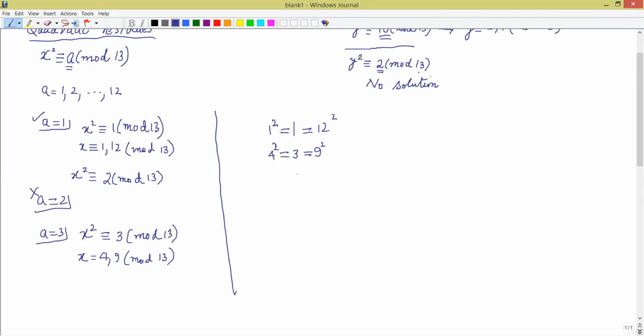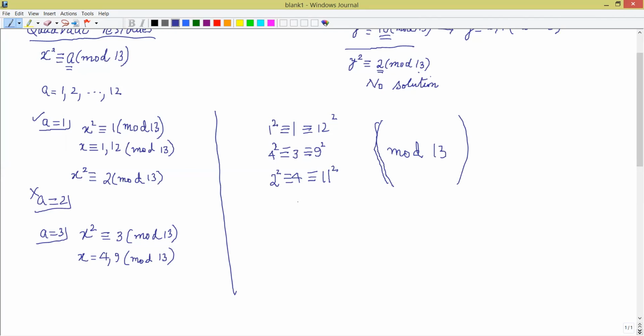Okay. 4 is also a quadratic residue because 2 square is 4. It's better to use the congruent sign, and all of them are modulo 13. Let me write modulo 13 combined for all. Okay, all of them are for modulo 13. So 2 and 11.